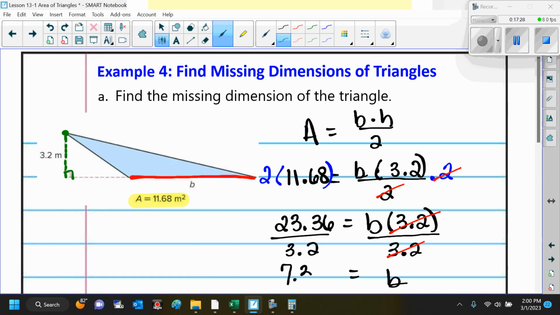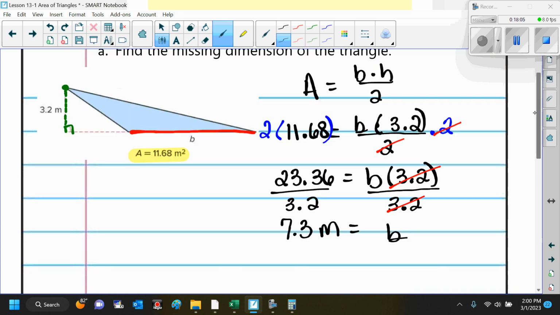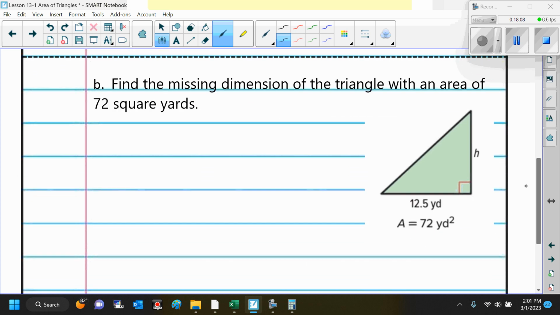So 7.3. Now what are my units going to be? I am just solving for a length of the dimension. I'm not solving for area, right? So if this is not area, this is just going to be plain old meters. Now, on a problem like this, I don't want you to get stressed out with all these numbers. I just want you to remember, you write your formula, you fill in your substitution, and then you use your inverse operations using your cover-up to help you to solve for the unknown. Okay? So let's try this one with our table partners.